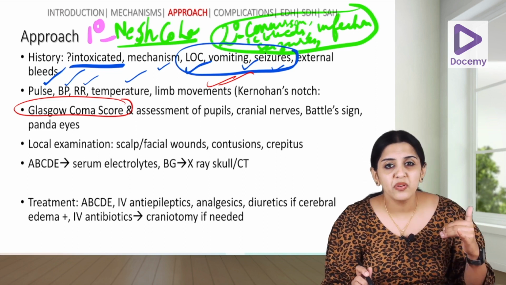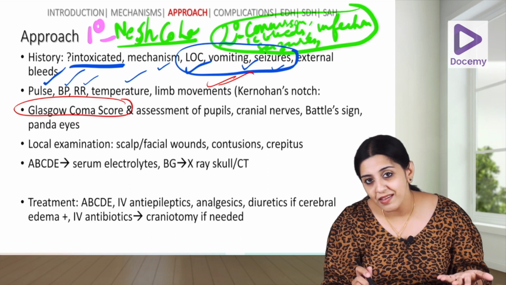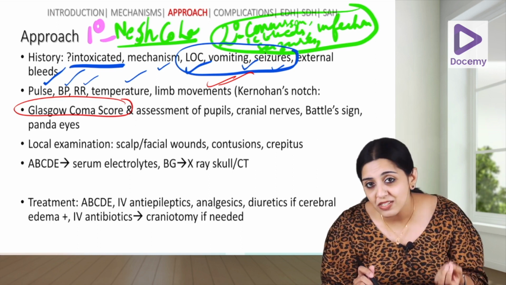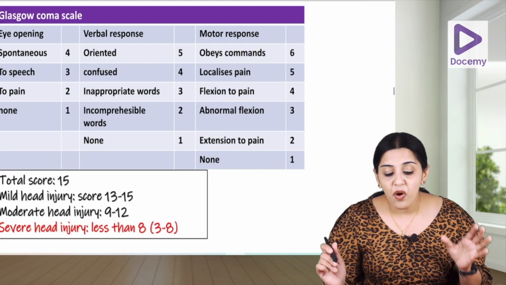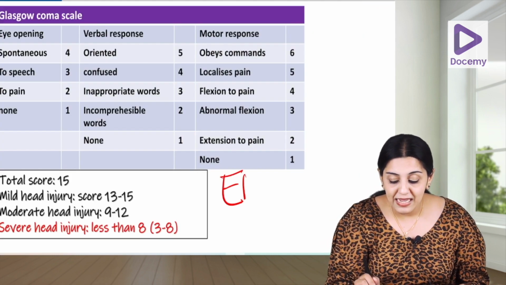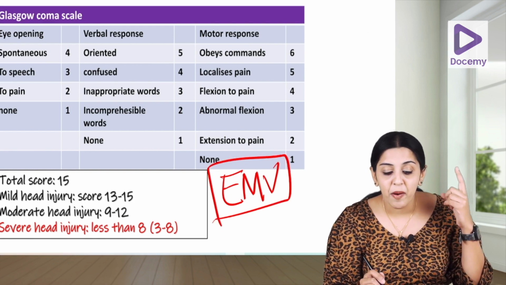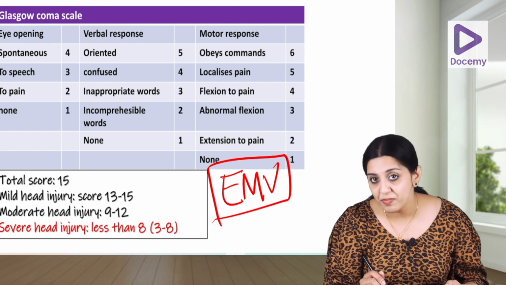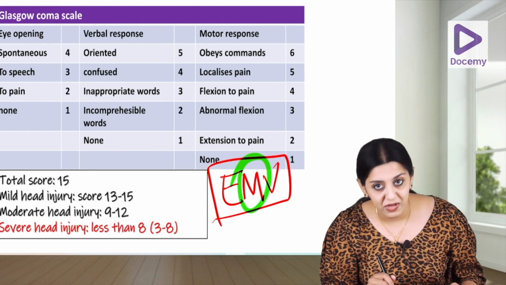When you call a neurosurgeon for an opinion, the first thing, or maybe the only thing, he'll ask is the GCS score, or the Glasgow Coma score. This is very important. What is actually the Glasgow Coma score? It is remembered by EMV: eye movements, motor response, as well as verbal response. Out of this, which is the most important? It is the motor response.